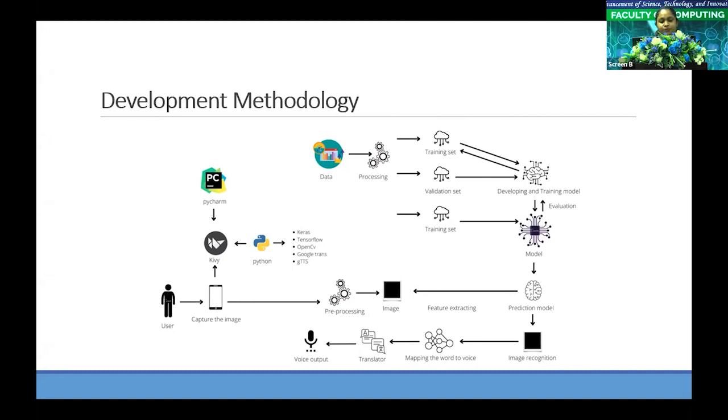So y'all can see the image is captured and it goes to the pre-processing process, and then it is predicted by the model and mapped with the word using translators. And after the words are translated, it will be given as voice output using Google Translators as well as using gTTS. So that is the whole development process inside this application that I'm going to introduce.